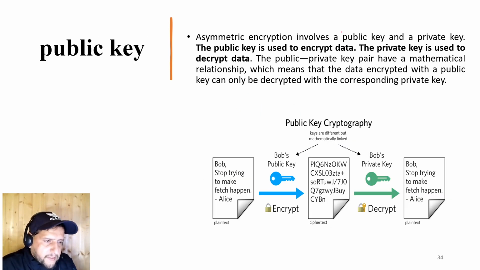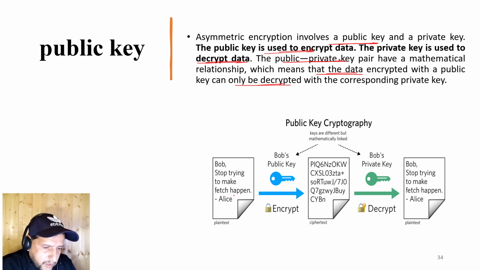Public key: in asymmetric cryptography, it involves a public key and private key. Public key is used to encrypt the data. Private key is used to decrypt the data. This key pair has a mathematical relationship, which means that the data encrypted with a public key can only be decrypted with its corresponding private key. So here, this is a plain text.